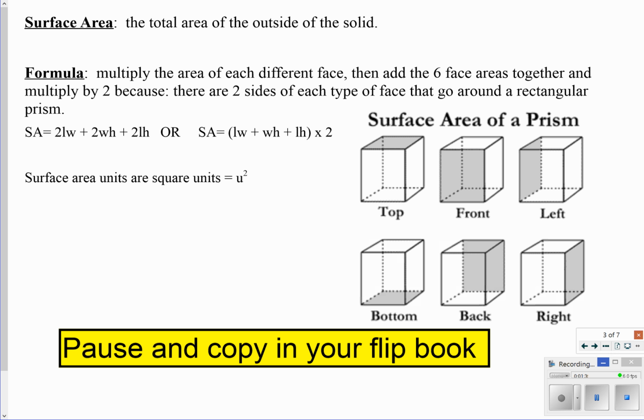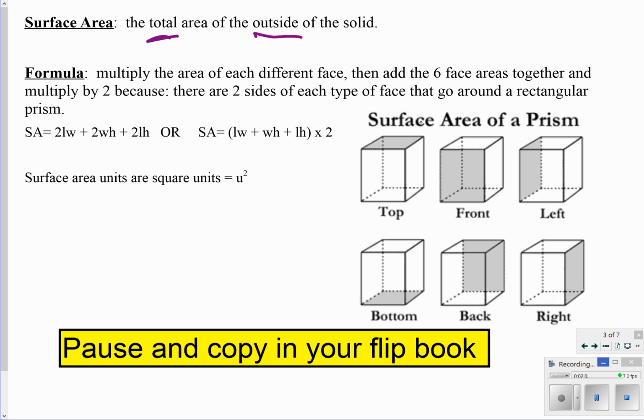Well, let's go back and talk about surface area then. If you think about surface, you're thinking about the outer layer of something. Well, actually, the surface area is the total area. So it's the total area of the outside of any solid that we're looking at. So let's go over here and look at our views.